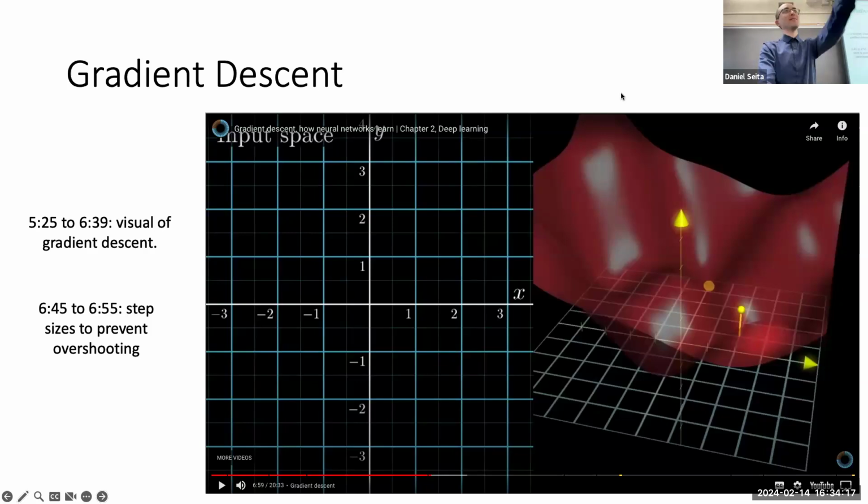Question: is there any method that can guarantee to find the global optimization? So you're asking, is there any way to guarantee that you get to a minimum?